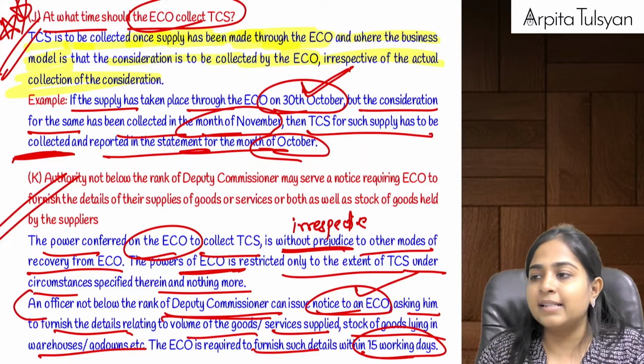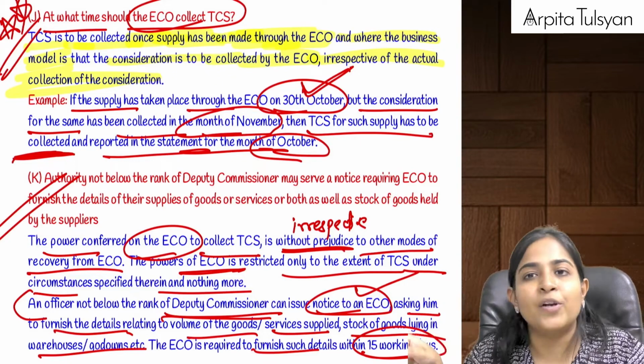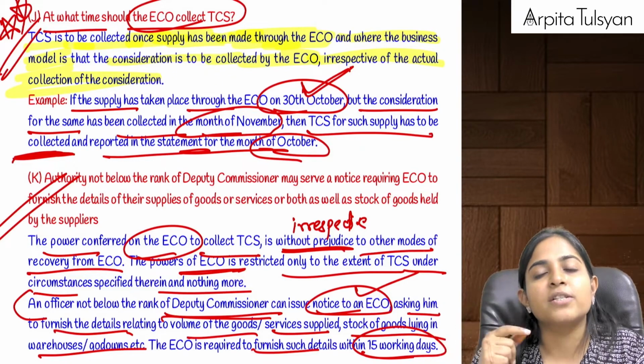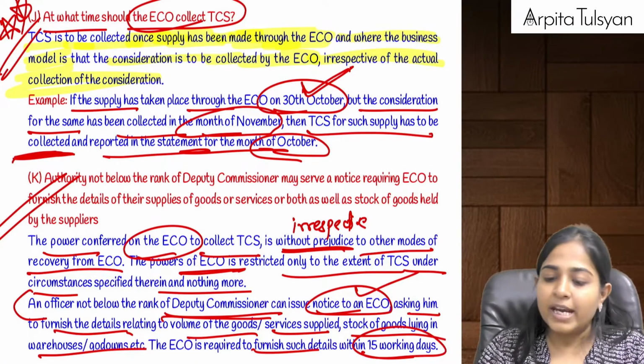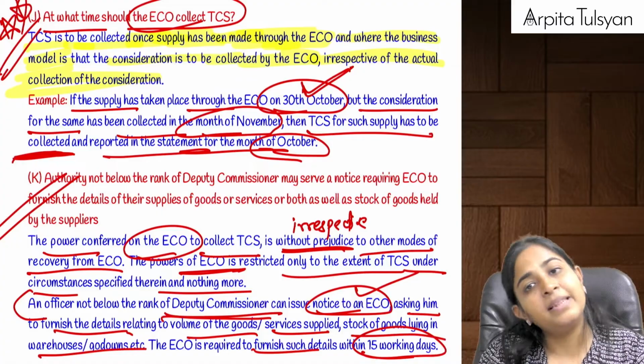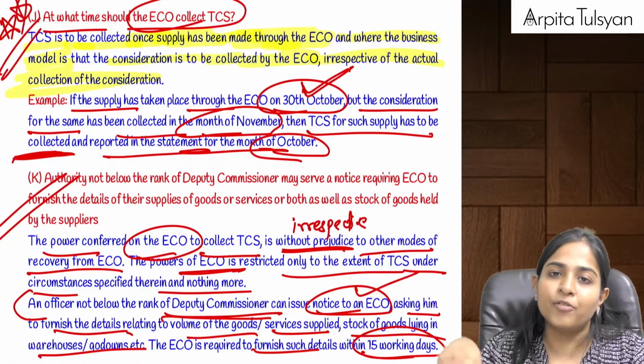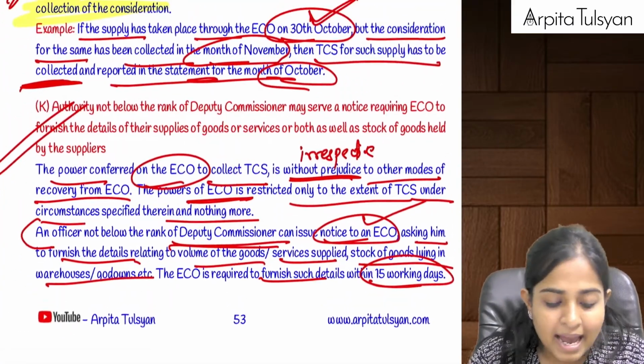Then too, they still say that TCS provisions will not get postponed. TCS provisions will become applicable in the same month in which the supply was done. If the supply was done in the last month, then in the last month itself the TCS provisions of paying it to the government will become applicable.